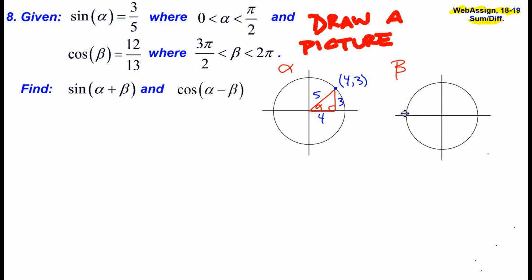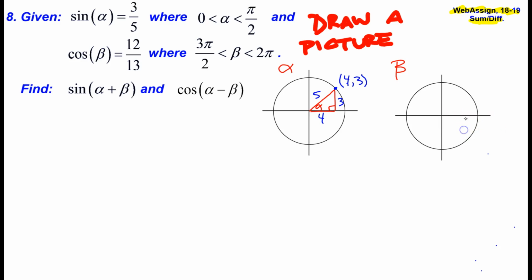So what do we know about beta? Well, beta has a cosine of 12 divided by 13, and beta lies in quadrant 4 because beta is between 3 pi over 2 and 2 pi. So I'm going to sketch beta here. Beta ends up down here in quadrant 4. That's a terrible picture.